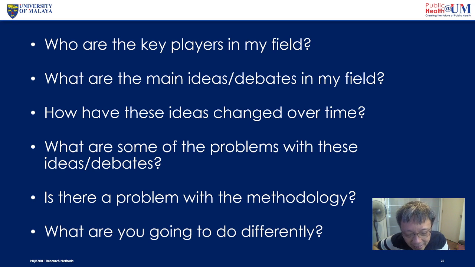If you find a key player and a paper, you look at the method and agree with it, you look at the result and say the result is okay, but the discussion part is important for you to know what the key player in your field is thinking. Is it all, or is there something more, or can they do something else? So what are the main ideas and debates in my field? How have these ideas changed over time? That's why I say if you get a paper from 15 years ago and a paper from 5 years ago, you don't need to get so many 15-year-old papers.